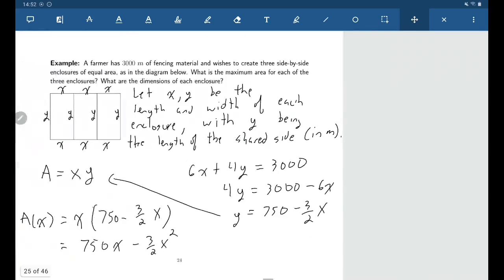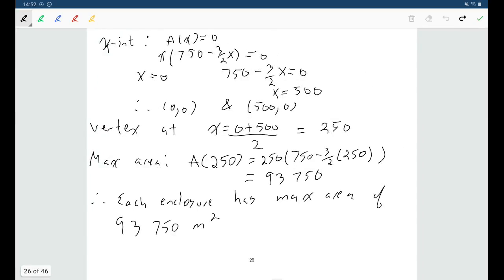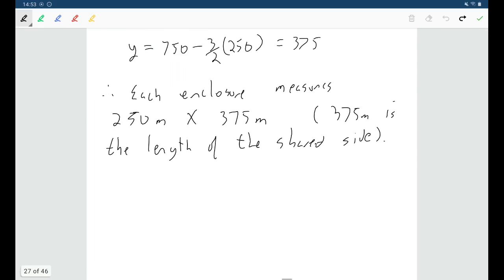So if we were to go back and let each of these x values be 250 and each of these y's be 375, that would use up all 3,000 meters of our fencing material, and our 3 enclosures would be as large as possible. They would all have that same maximum area of 93,750 square meters.